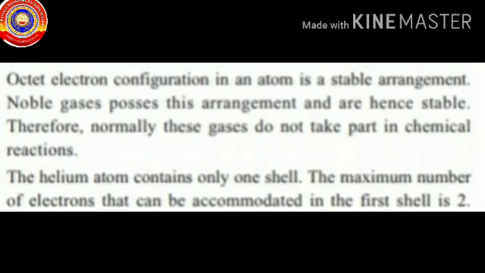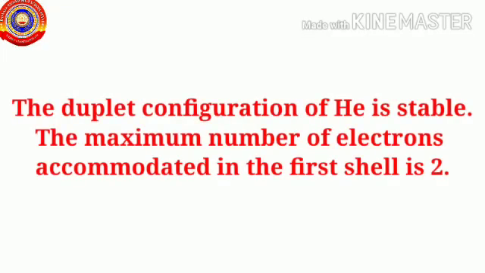So why noble gases are called inert gases? Did you get the answer for that question? Because already their configuration is stable. So they do not take part in any of the chemical reactions with other elements. And the duplet configuration of helium is also said to be stable because the maximum number of electrons present in the K shell is 2.